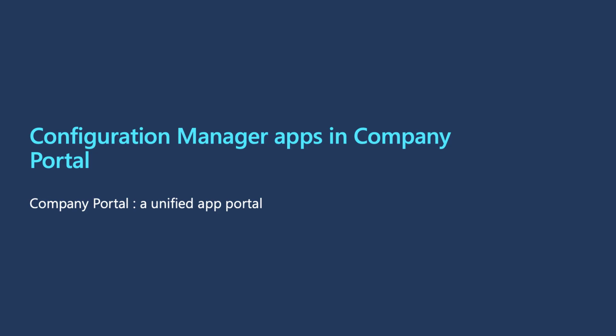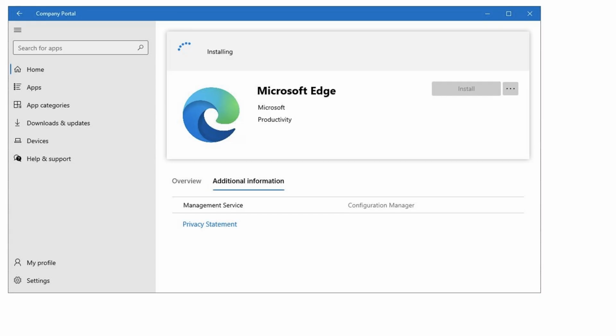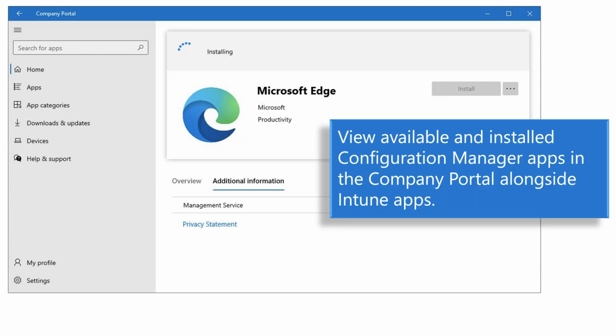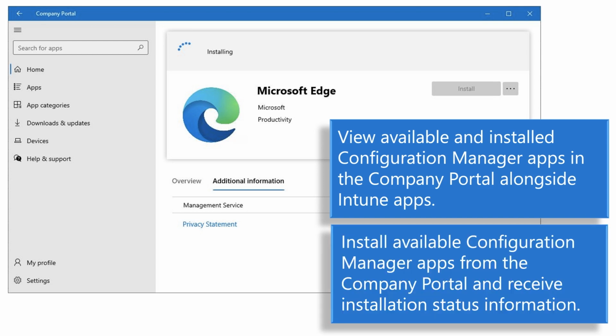The latest improvement for co-managed devices is Configuration Manager apps in the company portal. And this enables you to have a unified end-user app experience across all of your devices in Microsoft Endpoint Manager. When you enable Configuration Manager apps in the company portal, you'll see your available and installed Config Manager apps alongside any apps that you have deployed through Intune. Then your users can install and see app status about those Configuration Manager apps through the company portal. And as I say, this creates that unified end user experience for applications within your enterprise. Let's have a look at how that looks.